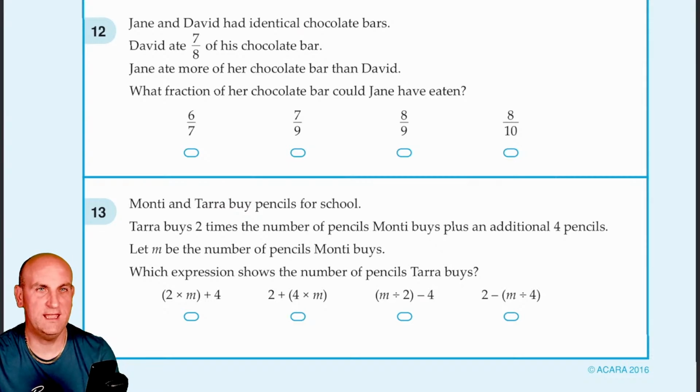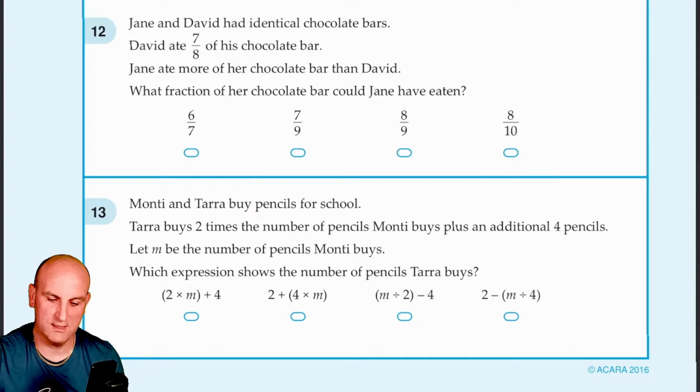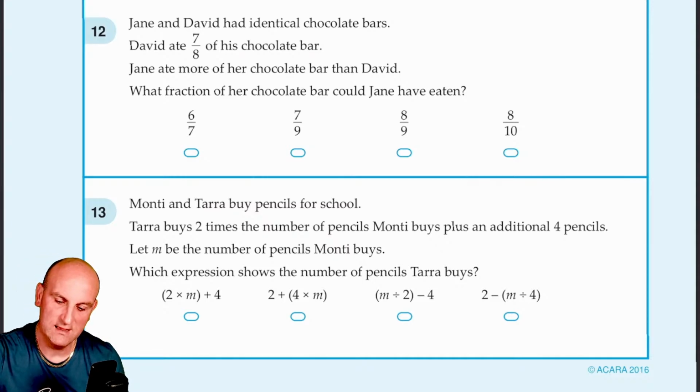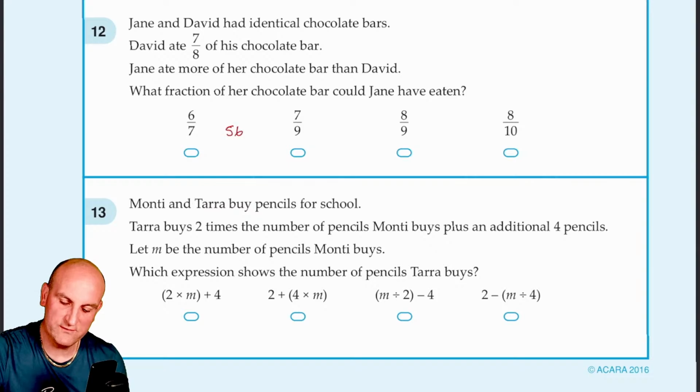13 I can already do in my head. 12. Right, Jane ate more of a chocolate bar than David. That's good to know. What fraction of a chocolate bar could Jane have eaten? All right, let's do this the hard way. Let's do 8 times 7. So what I'm going to do is say 7/8 and 6/7. So let's do 8 times 7. 56. So let's make that 56 on the bottom. Times that by 8. 8 6s are 48.